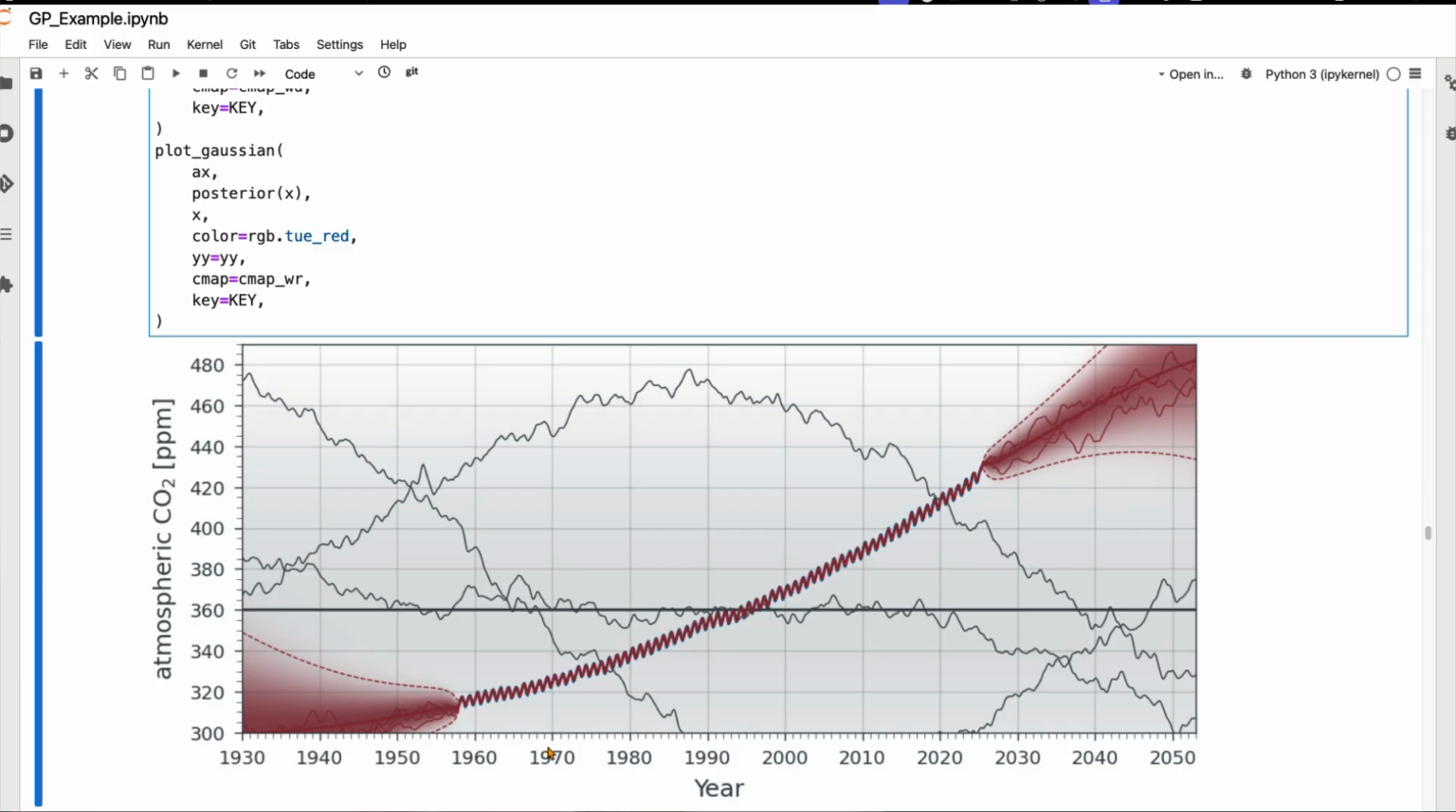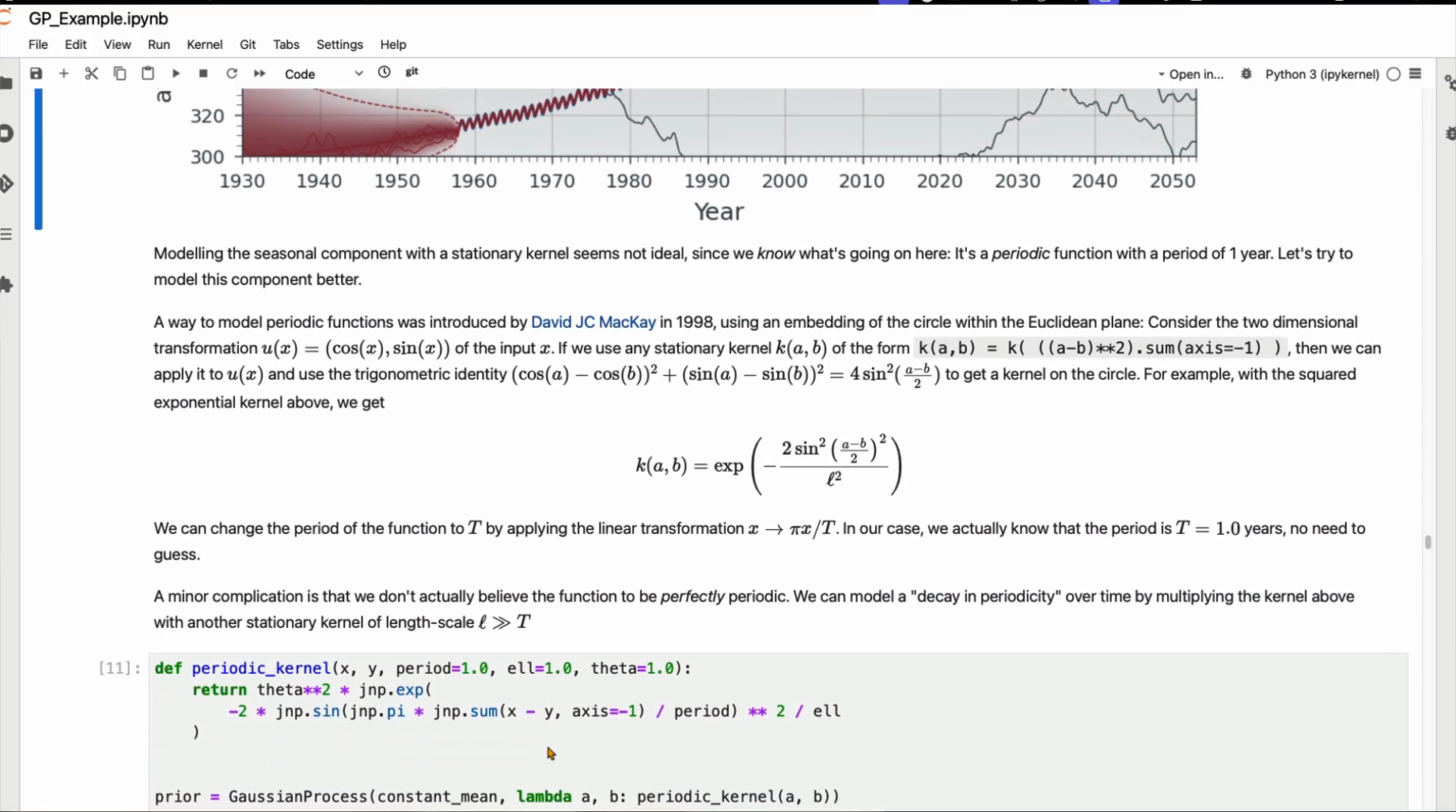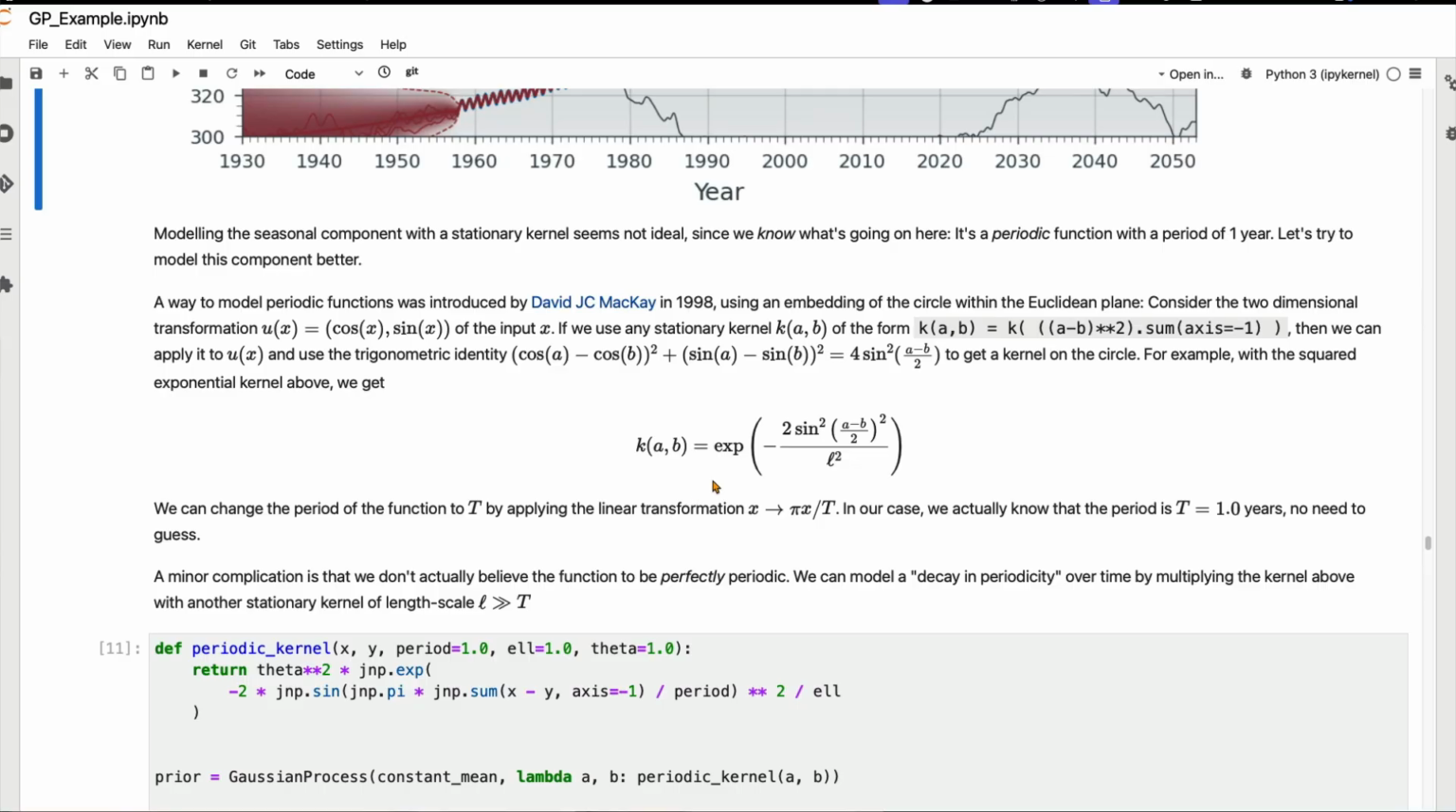But what the trees do in the spring and the fall and so on is a bit more complicated. So we'll need a slightly more expressive model. And here I'm going to ask you to trust me to go through something relatively quickly.